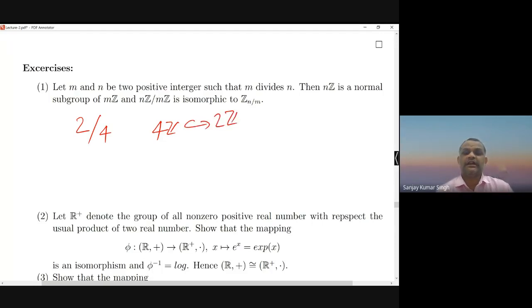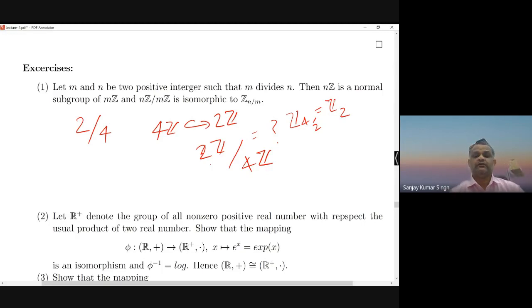Now the question is, I am interested in what 2Z divided by 4Z is. Why? Because they are abelian groups, so 4Z is actually a normal subgroup of 2Z, so you can talk about this quotient group. And now my question is, what is this group? This exercise tells you this group is actually isomorphic to Z_4 by 2, which is Z_2.